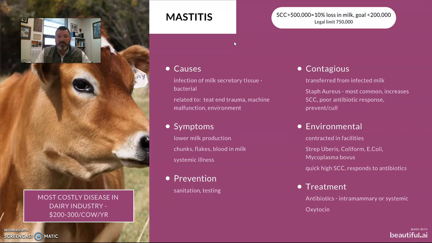Again, it's environmental in nature, caused by a couple of pathogens that are listed here. This one responds very, very well to antibiotic therapy. And so most of the time when we treat it, we're going to go intramammary antibiotics and maybe even additional systemic antibiotics depending on how sick she is. But this is clearly costing us about $200 to $300 a cow in the dairy business a year. And that's whether you have a large problem or not.